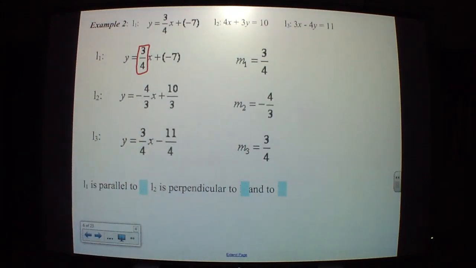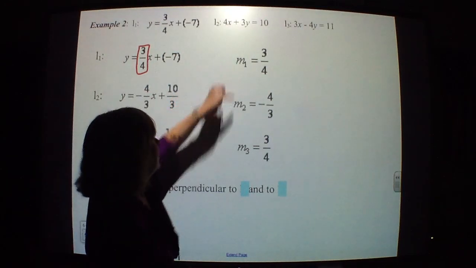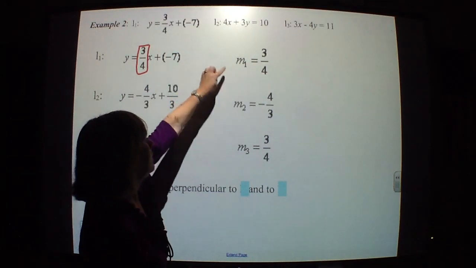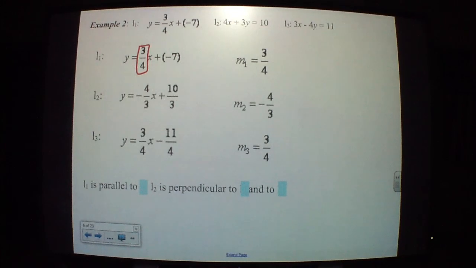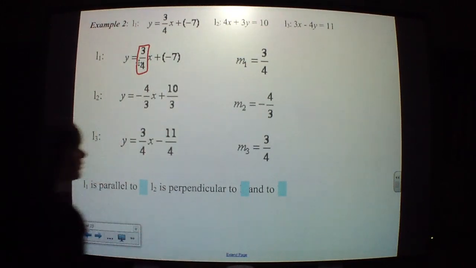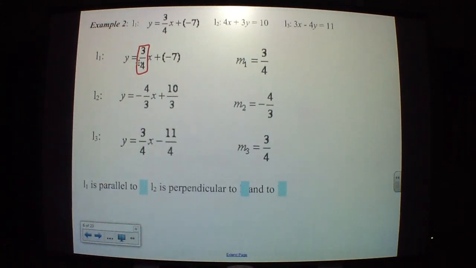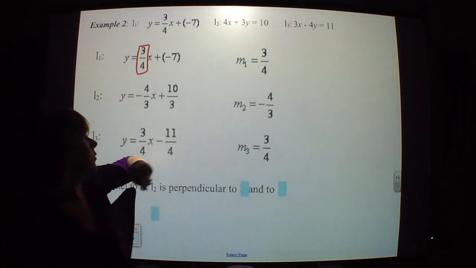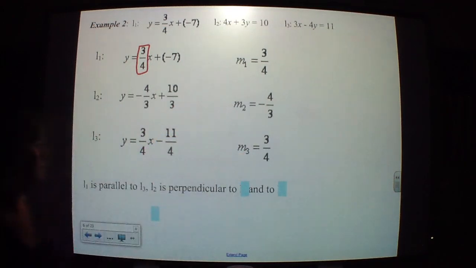So now I have these slopes. Line 1, line 3, they're the same. So they're parallel to each other. So line 1 is parallel to line 3. Line 2 is perpendicular to line 1. Line 2 is also perpendicular to line 3.